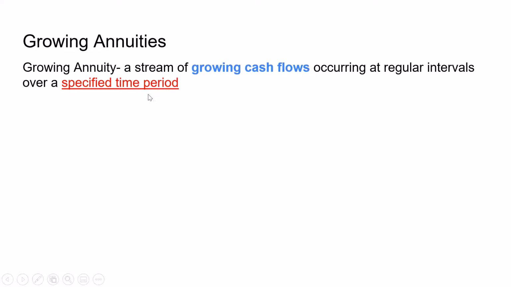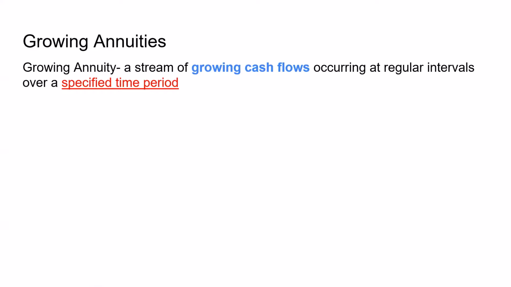Okay, now that we looked at ordinary annuities and perpetuities, let's take a look at growing annuities. A growing annuity is a stream of growing cash flows occurring at regular intervals over a specified time period. The difference between growing annuities and ordinary annuities is that with ordinary annuities, the cash flows are a fixed amount and do not change over time. With growing annuities, the cash flows will grow over time by a specified growth rate. Growing annuities have a fixed ending date and do not last forever like perpetuities.